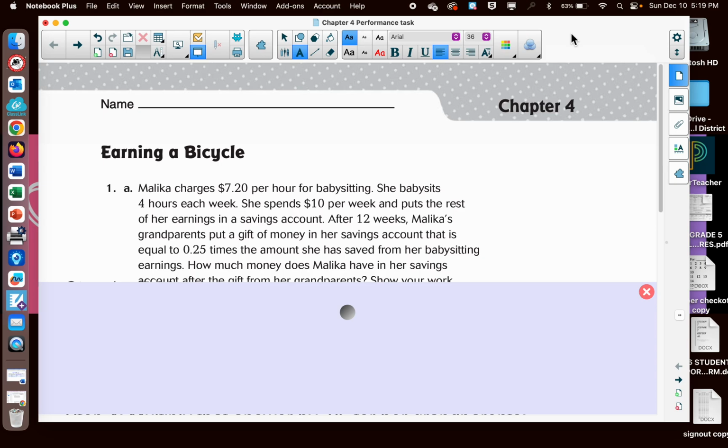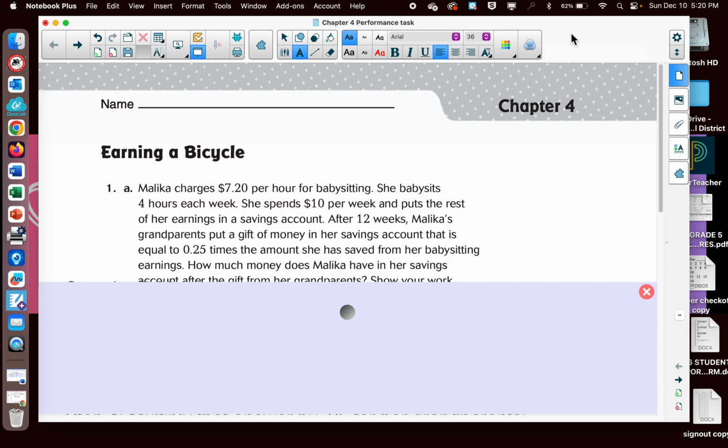Let's look at the performance task for Chapter 4. For this assignment, you will need your paper that was given out to you, your calculator, and of course your pencil to fill in some of the answers as we go. After we do this problem together, I will ask you to go do a similar problem on your Think Central to complete and give that a try on your own. It will probably use different numbers, but the same types of steps.